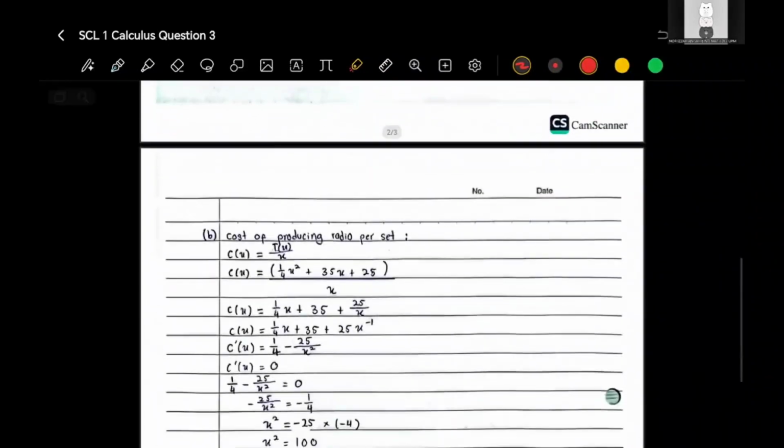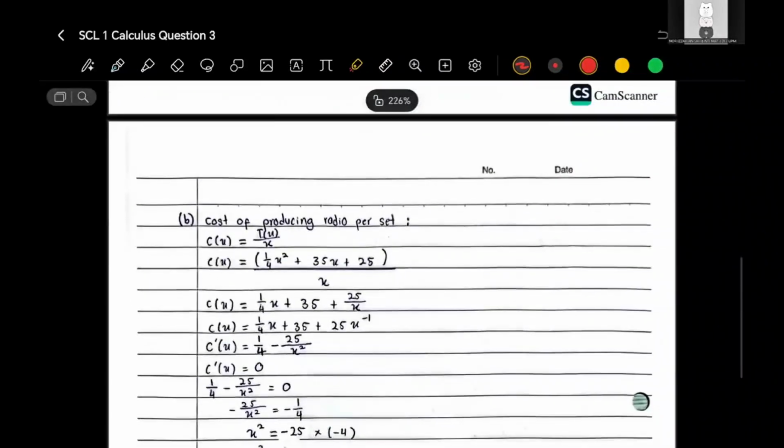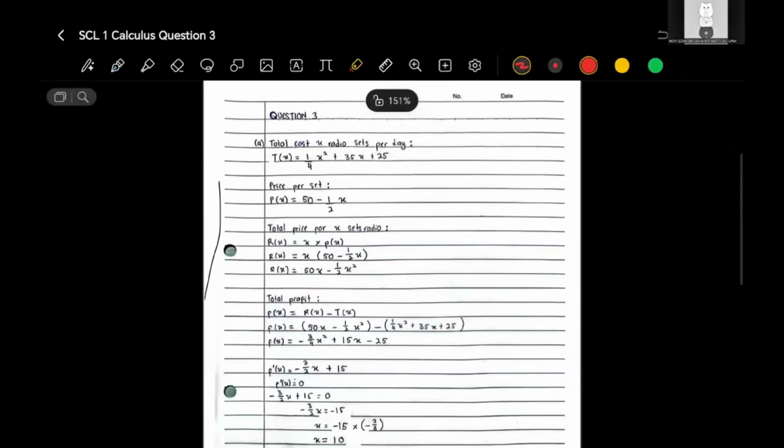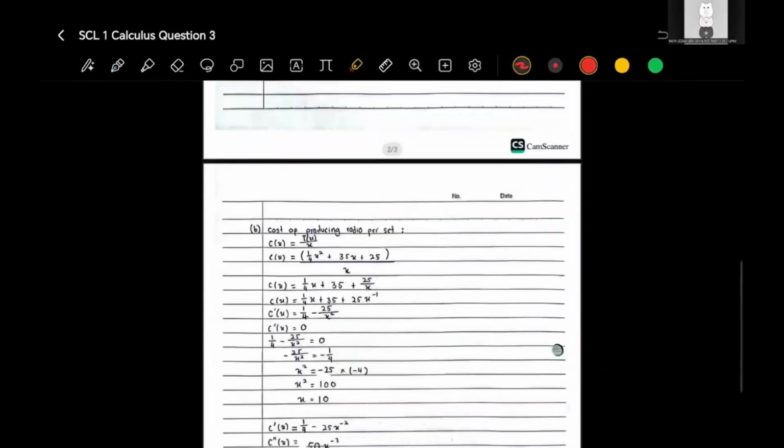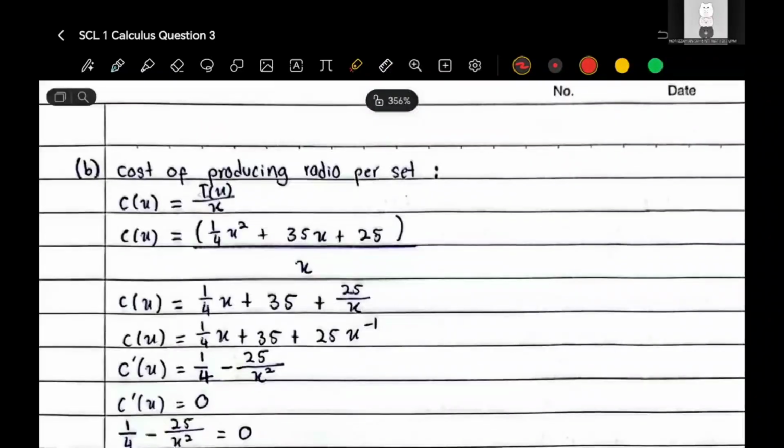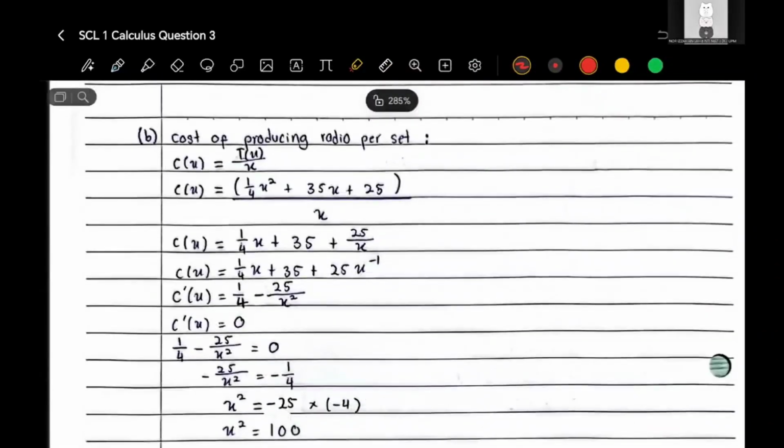Firstly, we have the cost of producing radio per set, which I put as Tx, and then we take the Tx, which is total cost of radio per set, and divide it by x. And then we got 1 over 4x plus 35 plus 25 over x.